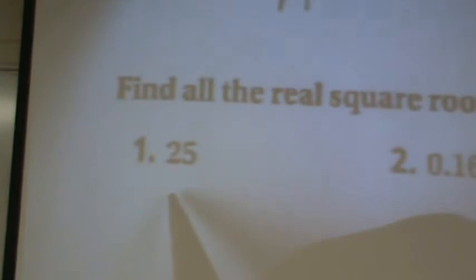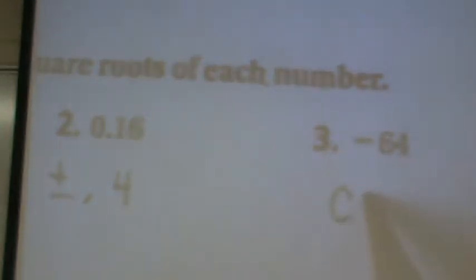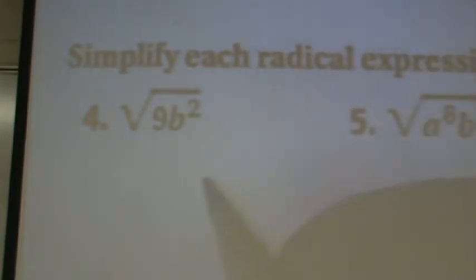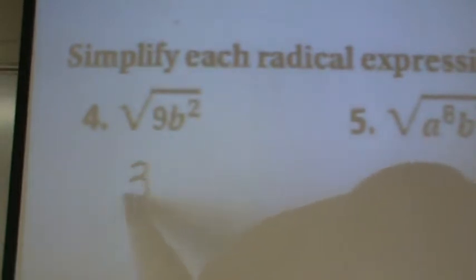Okay, next. For these ones, you're going to take the square root of 25, plus or minus 5, plus or minus 0.4, and this you can't do. Can't take the square root of a negative number. Number 4, simplify this. Square root of 9b squared is 3b.